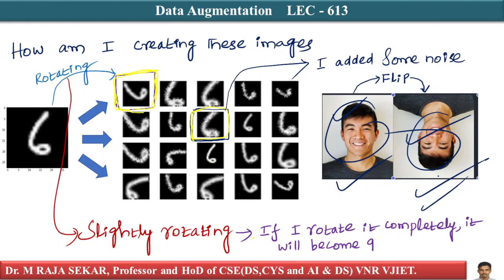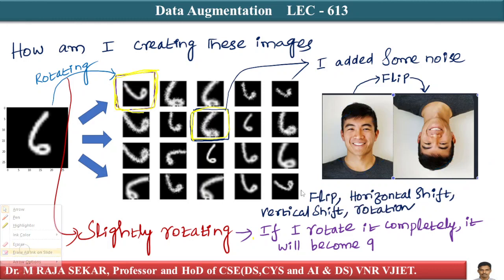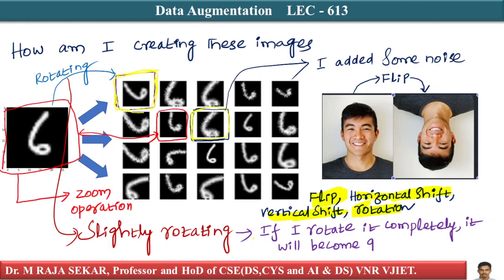So you end up doing a lot of operations like flip. You can do horizontal shift, vertical shift, rotation. There are different operations: shift operation, flip operation, rotation operations. We are rotating 6 a little. We can also apply zoom operations, zoom in and zoom out.